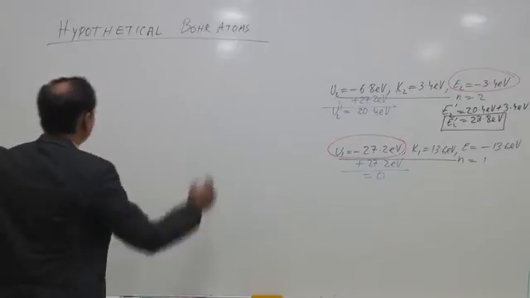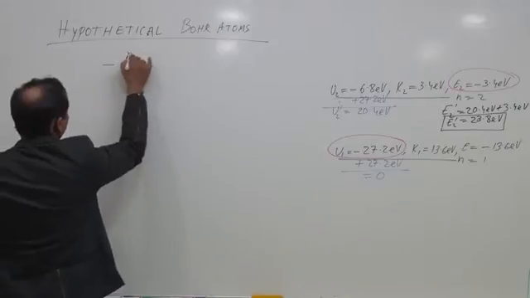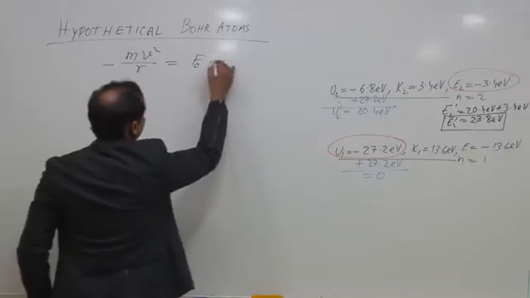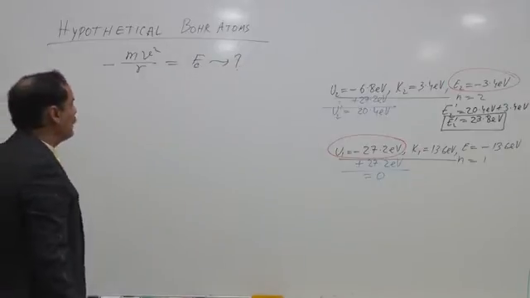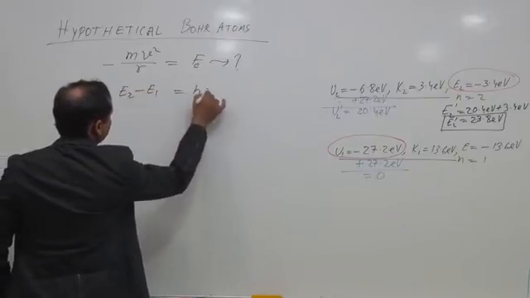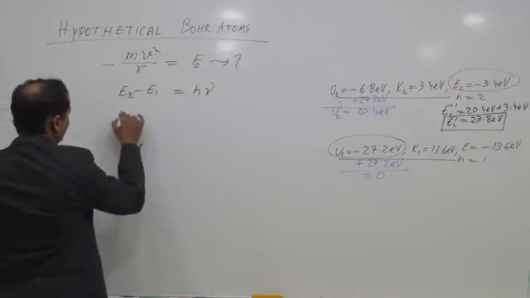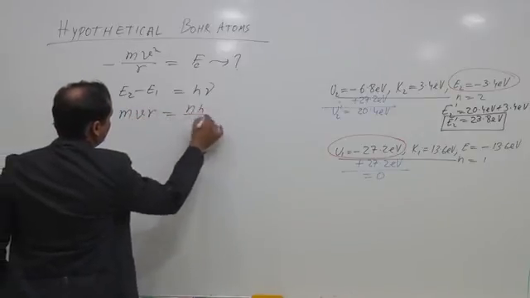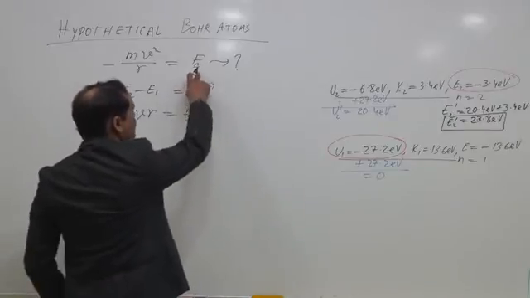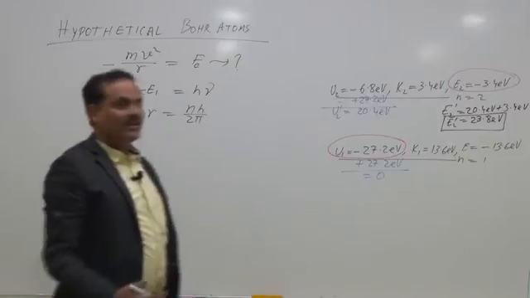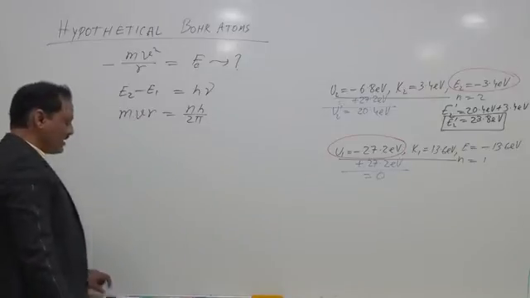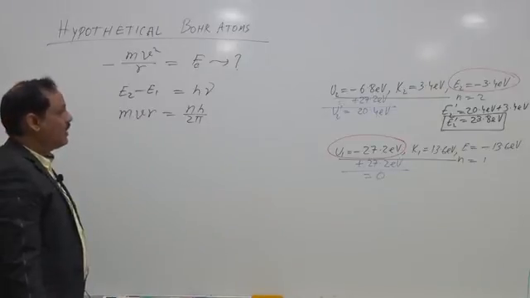So, what changes? The first postulate becomes mv square by r is equal to the centripetal force, whatever force is given in the question. The second postulate, E2 minus E1 is equal to h nu, remains the same. The third postulate, mvr is equal to nh upon 2 pi, remains the same. Only the first postulate changes, the force changes, and accordingly the rest of the calculation; the method is the same as before. Let us see how to use it.